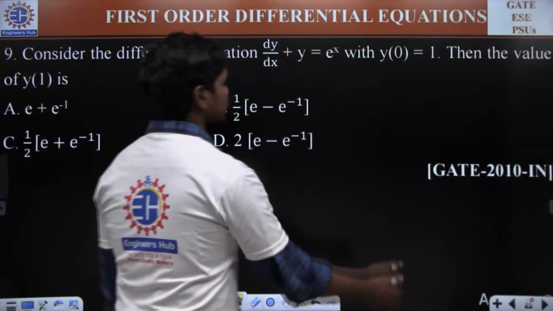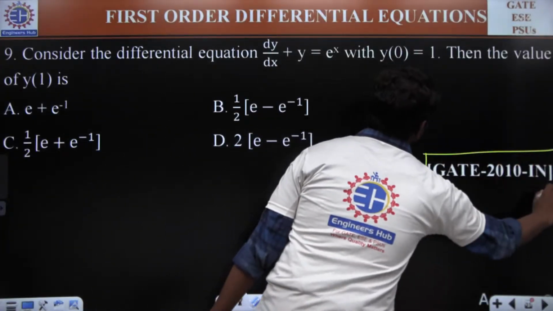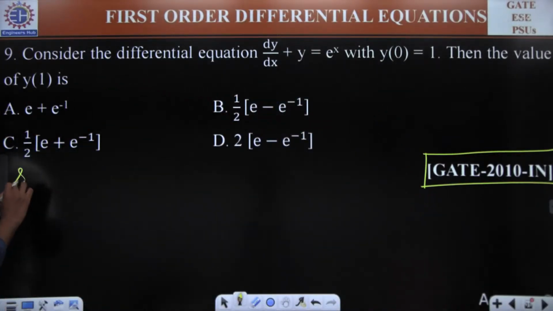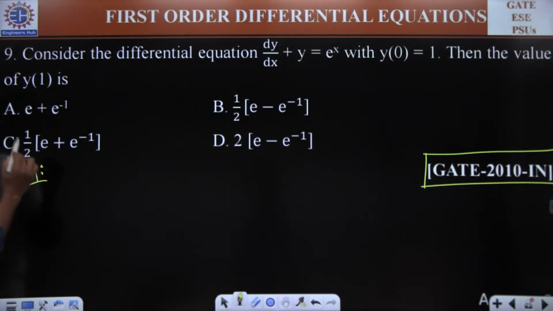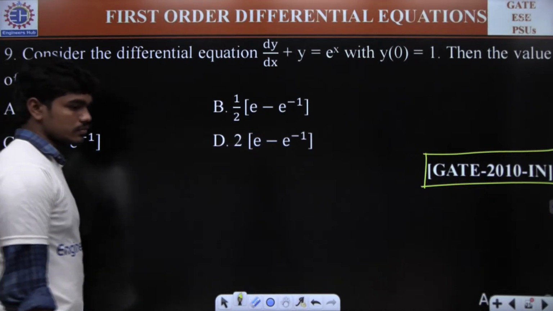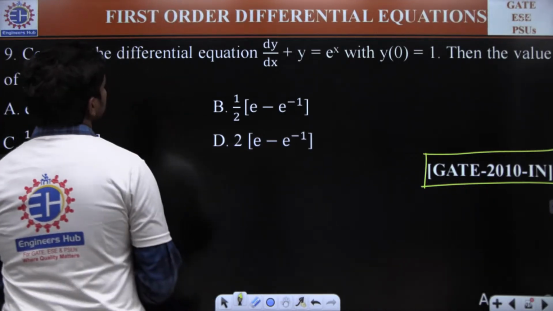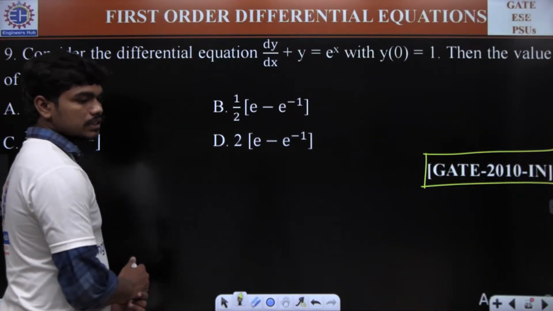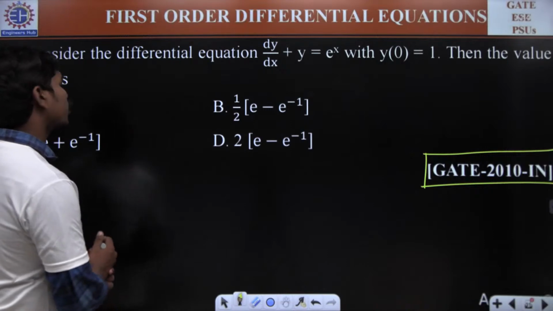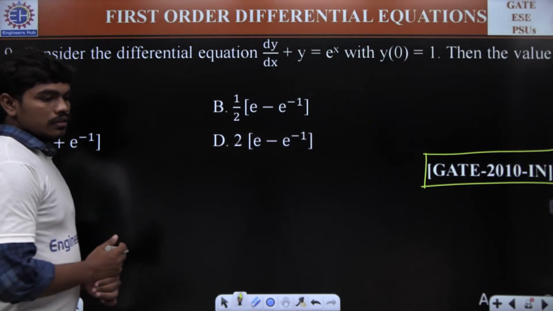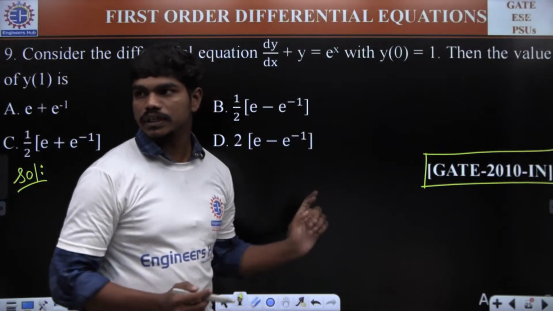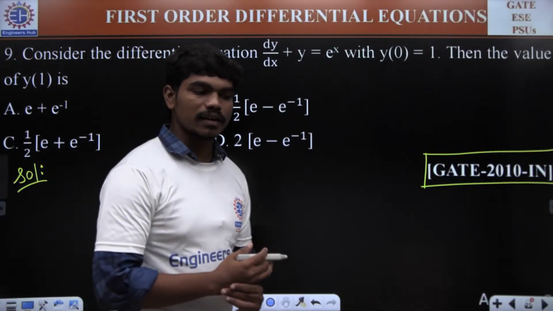Fine. This is GATE 2010 instrumentation. So please try to solve this. Consider the differential equation dy by dx plus y is equal to e power x with y of 0 is equal to 1, then the value of y of 1. Please try to solve this question. It's a very easy question. So please try to solve this and tell me the answer.